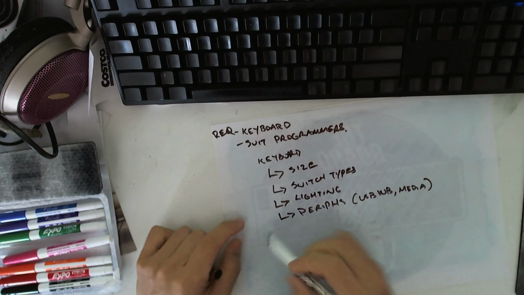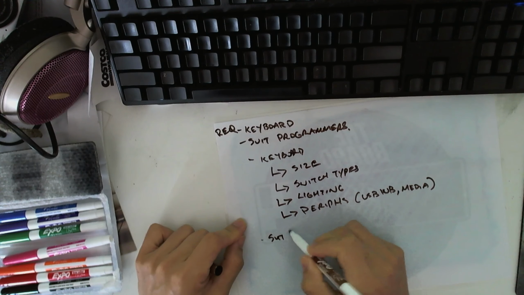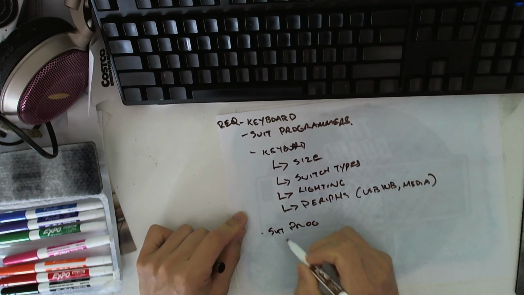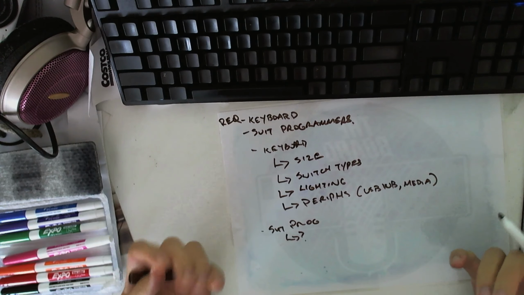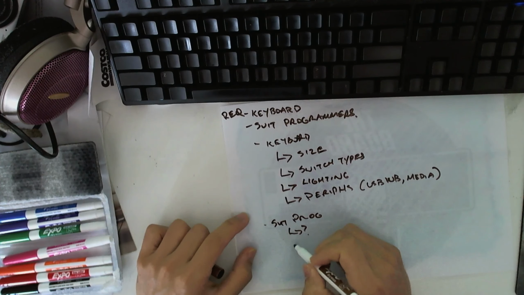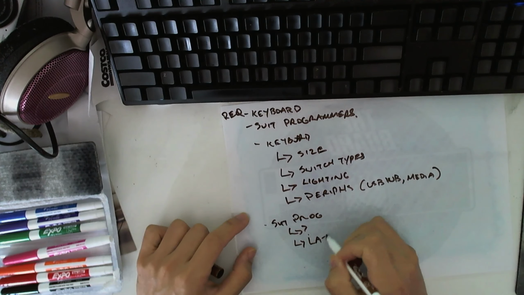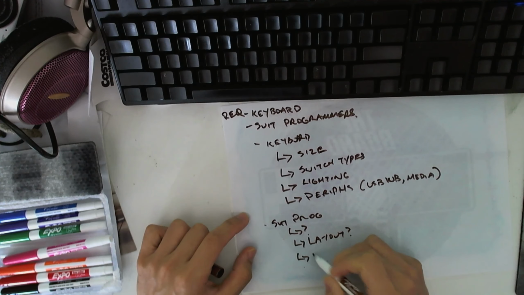And then if we look at suiting programmers, what exactly does that mean? What do programmers want that would be suitable for them? Does that mean, you know, layouts? Are we talking, you know, programmable layers?